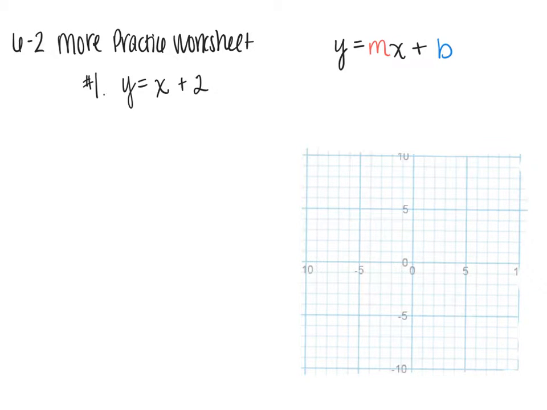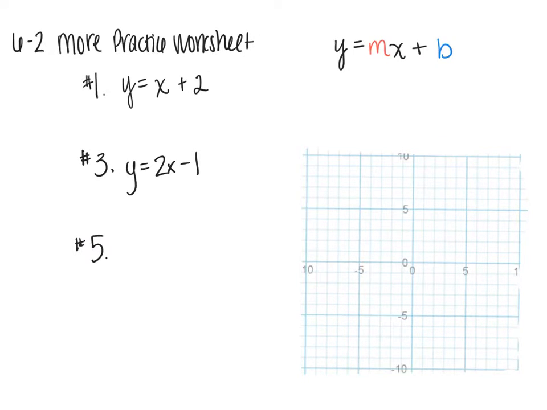Since I can't be with you, let's check your homework remotely. So get out your homework, and you had assignments 1, 3, and 5 on the Practice 6-2 worksheet to start with. So let's look at those. Number 1 said y equals x plus 2. Number 3 was y equals 2x minus 1.